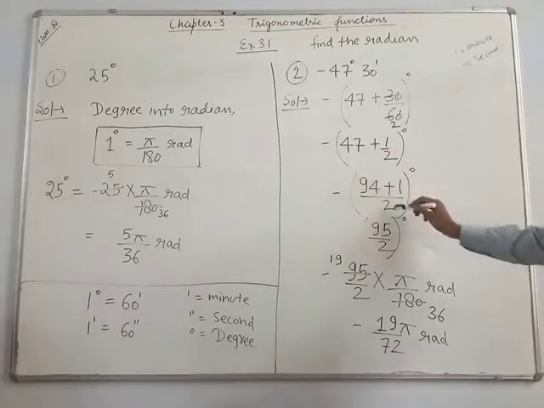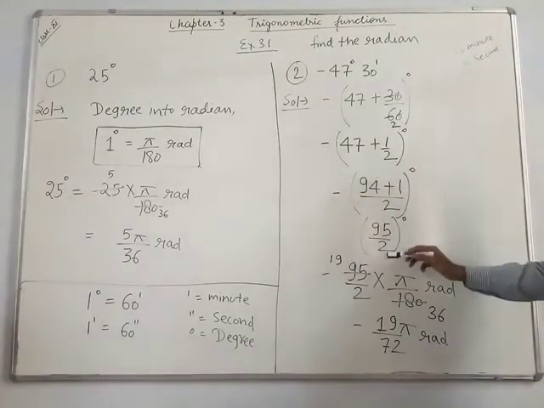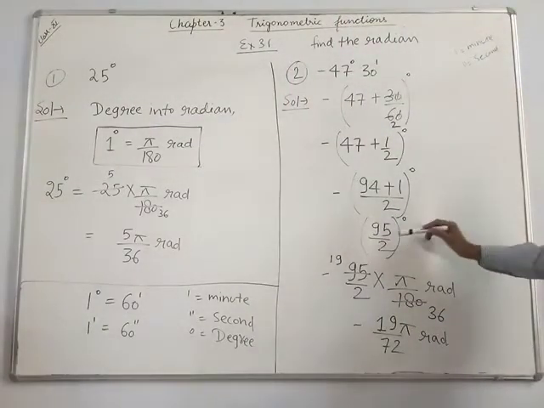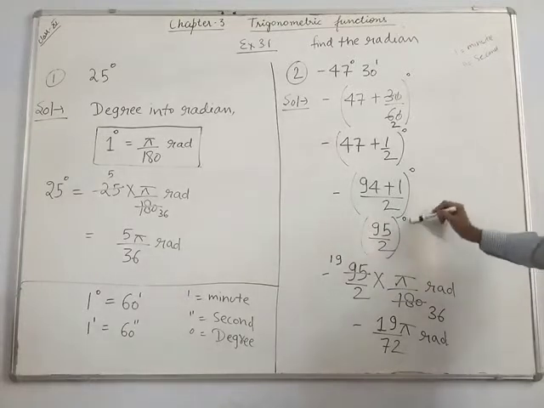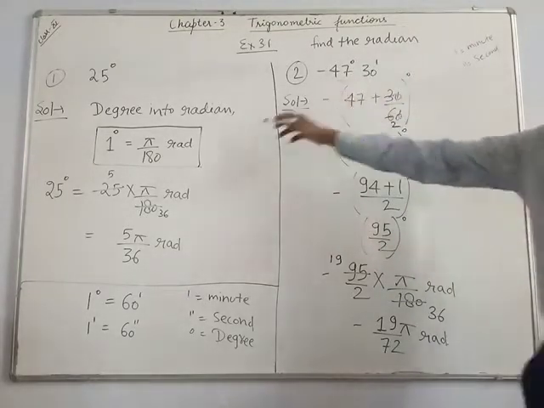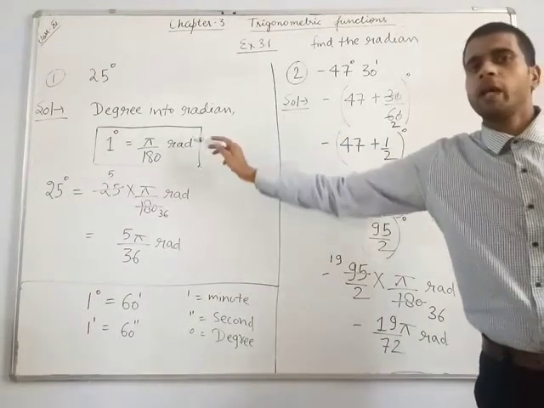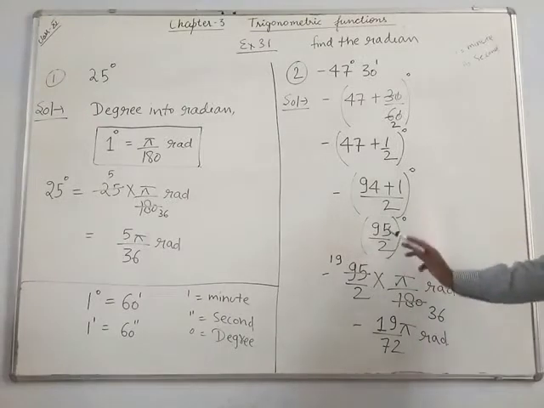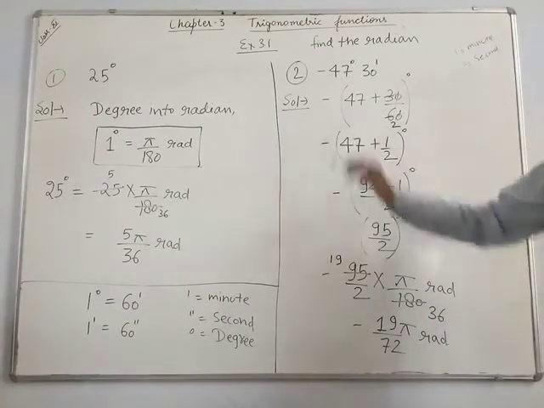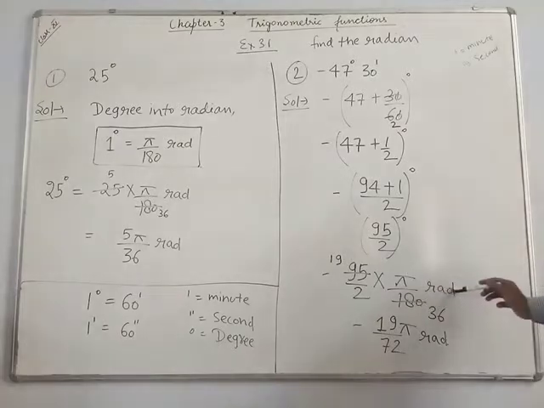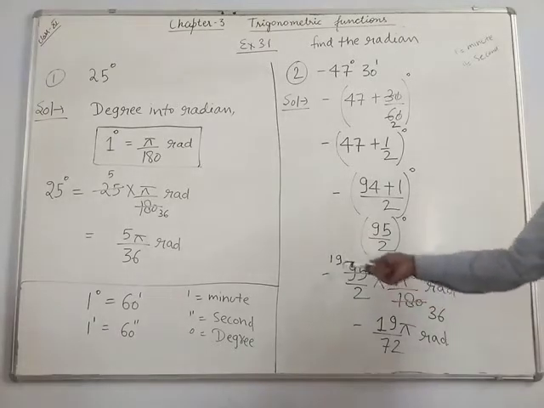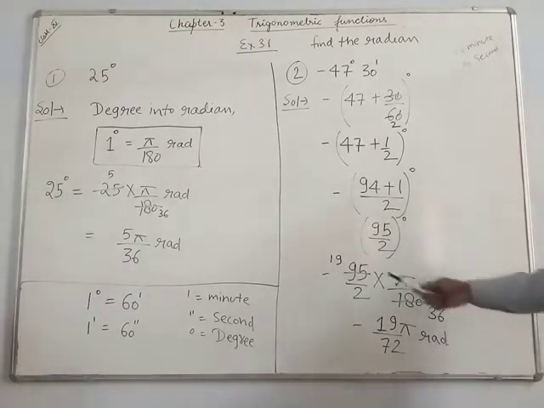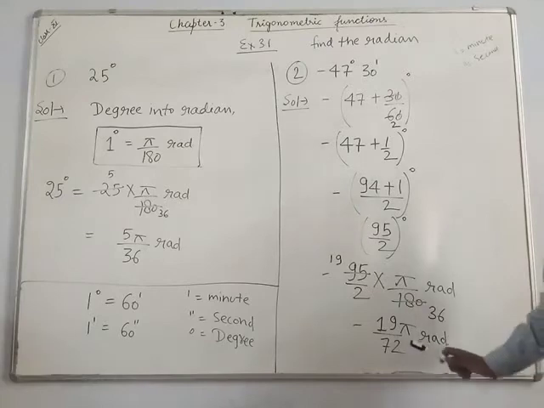So you have to take LCM. 2 times 47 is 94, plus 1, that is 95 upon 2 degree. So you have to convert 95 upon 2 degree into radian. Apply this formula: 1 degree equals pi upon 180 radian. So minus 95 upon 2 multiplied by pi upon 180 radian. 5 divided into 95 is 19, and 5 divided into 180 is 36. So minus 19 pi upon 72 radian.